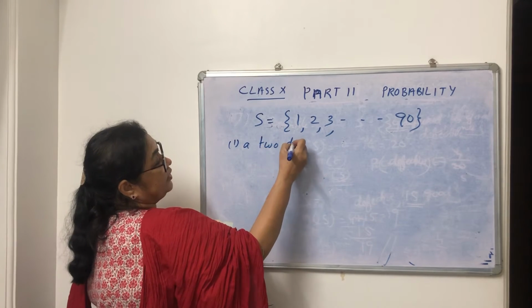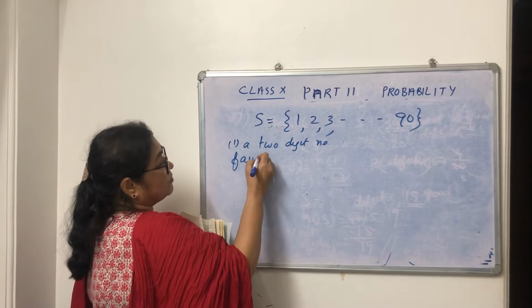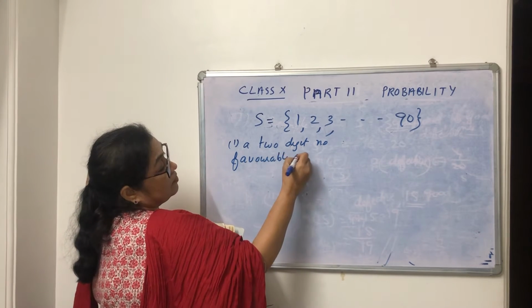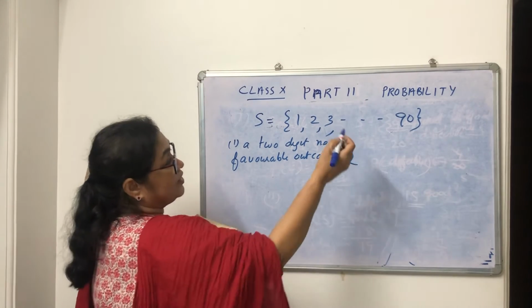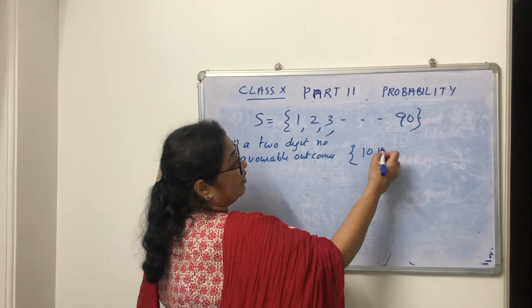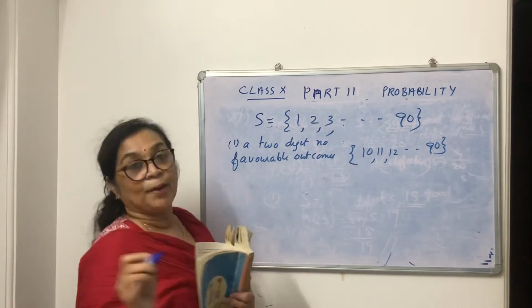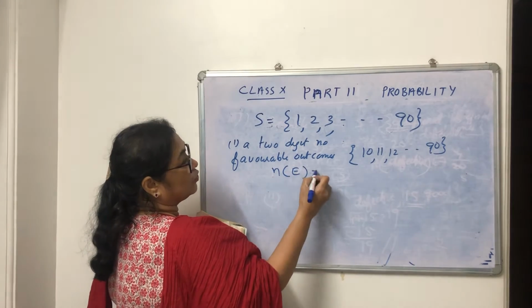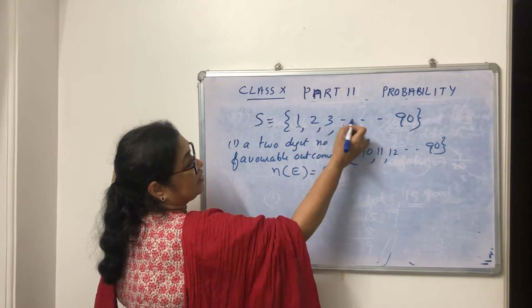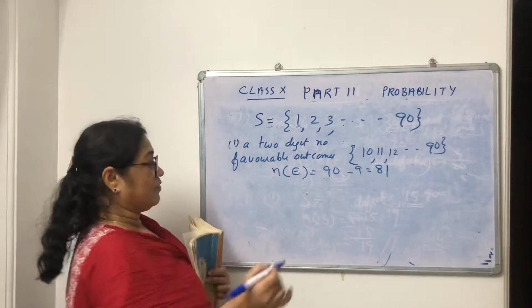A 2-digit number. So the favorable outcomes start from 10, 11, 12 up to 90. So the first 9 numbers are not there. Therefore, NE is equal to 90 minus the first 9 numbers, so the favorable outcome is 81.